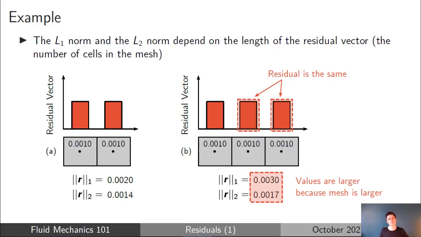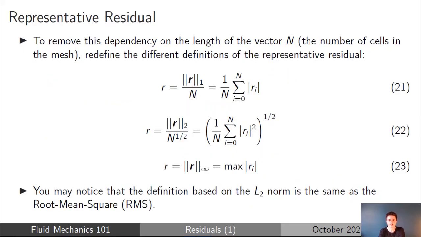And this immediately highlights to us that our current definitions probably aren't appropriate, because we don't want our definition to give us a larger representative residual if we have more cells in the mesh. That's clearly not what we want. We want it to be representative of all the cells in the mesh, regardless of how many we have. So we need to adjust our definitions slightly. And the way we do that is that if we're using the L1 norm, for example, we just divide by the length of the vector. And if we're using the L2 norm, we just multiply by 1 over the square root of the number of cells in the mesh. And there's no need to do anything for the L infinity norm.